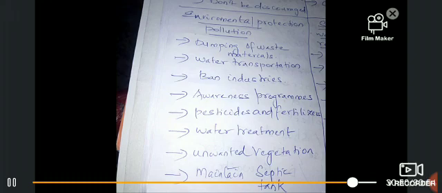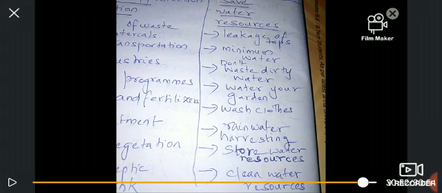Last, it's very easy to save water resources, and you can write as many points as you can. I have given only some key points here. Leakage of taps, use minimum water, don't waste dirty water, even water your garden, wash clothes, rainwater harvesting, store water resources, clear or use clean water resources. So all these key points I have given.